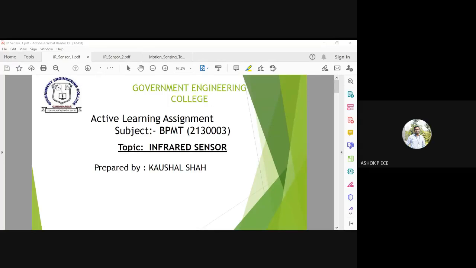Okay, so we'll continue with the sensors. Last class we have seen about imaging sensors. We have seen about the technology CCD and CMOS, and today we are going to focus on the IR sensor. IR is an infrared sensor, and the purpose of an infrared sensor is to detect any human presence.